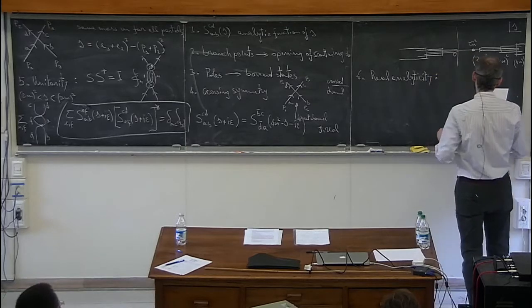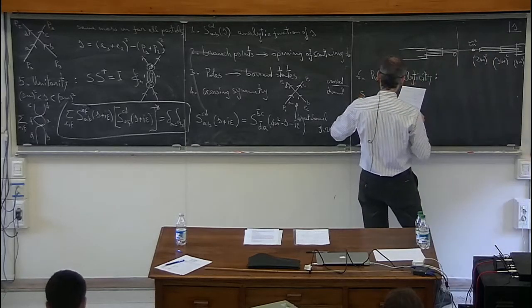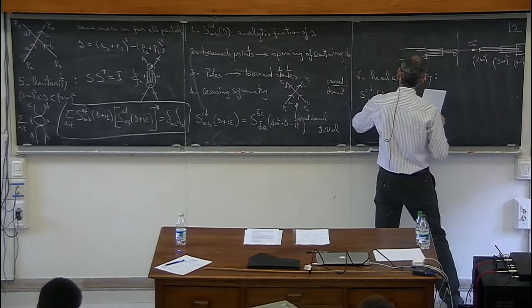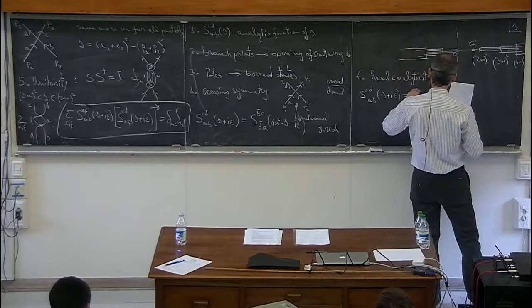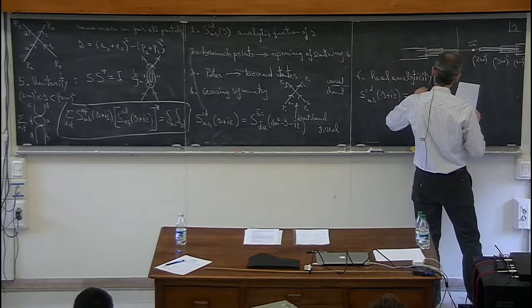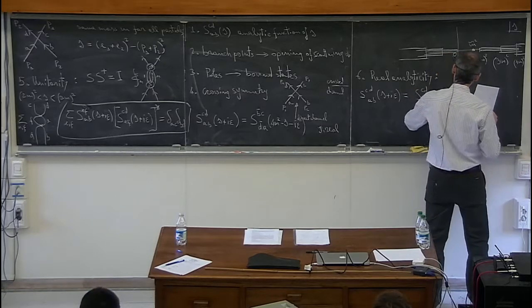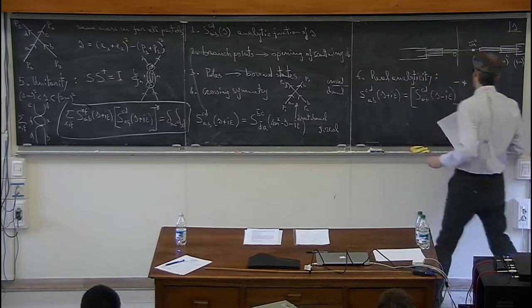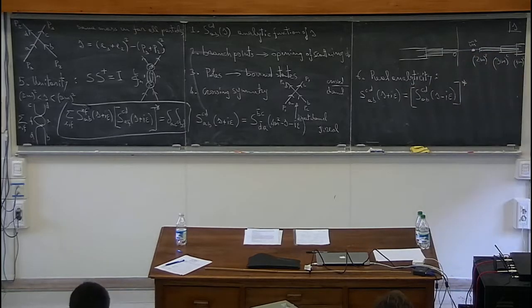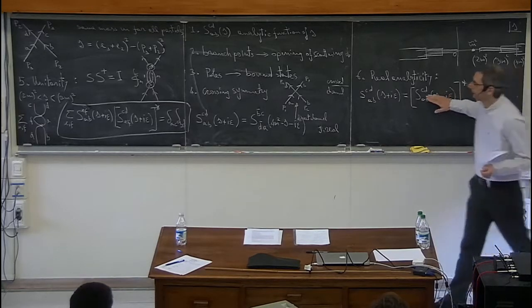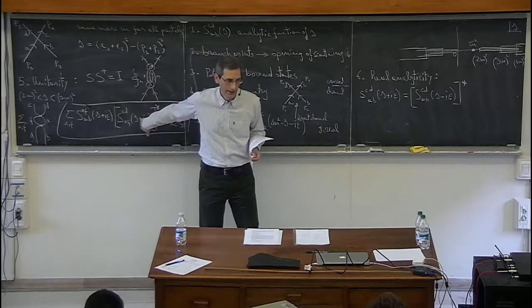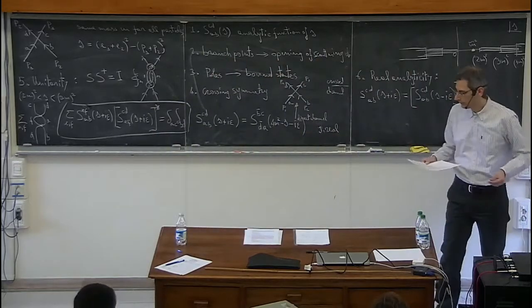It just says the following: if I take the amplitude, I can go from the upper edge of the cut to the lower edge by complex conjugation. And in particular, you can use this property here to get rid of your conjugation and change the sign of the i epsilon. This is something we will use also.